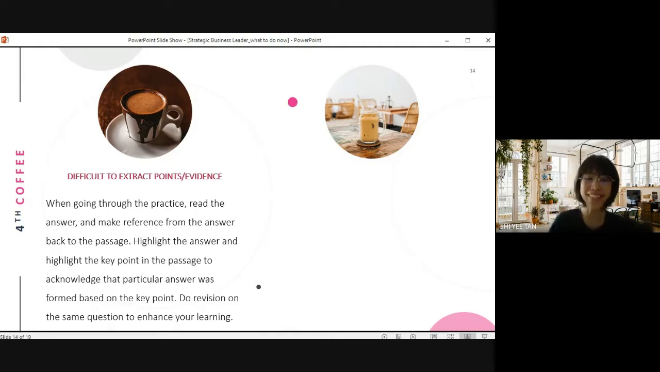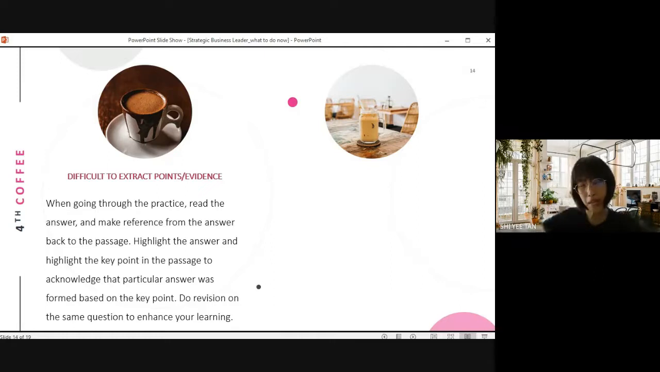That's it. Okay. So my advice to you, if you have difficulties to extract the points or evidence, is that when you go through the practice, you read the answer. For example, if you are going through question 8, you of course read the requirement and then you read the passage and then you form your own answer, right? And then after that, you read the sample answer.